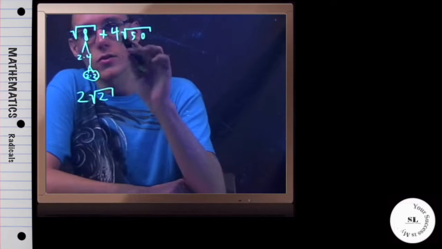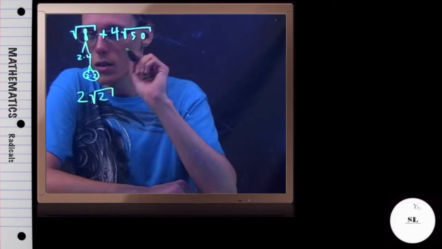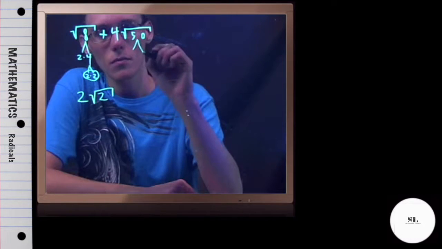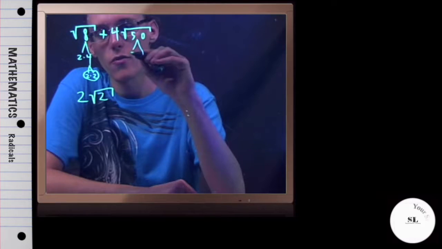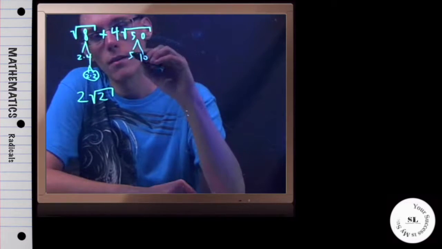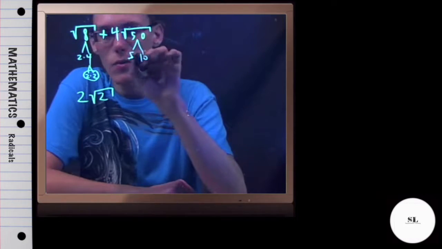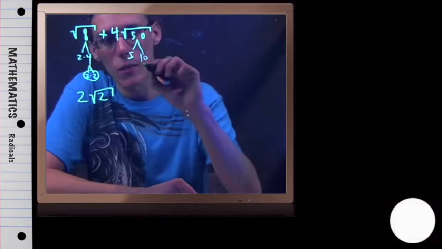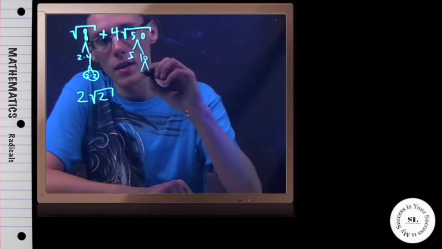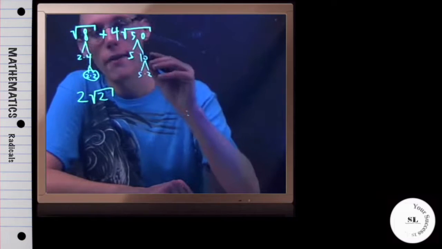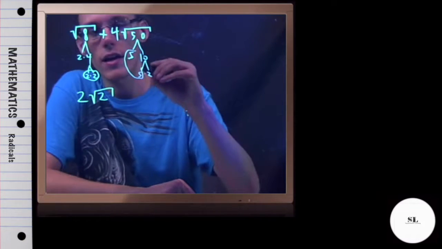Now what about this over here, the 4 square root of 50? Let's break up the 50. So what comes to my mind right away is 5 times 10. And then 5 I can't reduce, but 10 I can. I can break apart 10 some more. So that's going to be 5 times 2, and then notice right here I've got a pair of 5's.